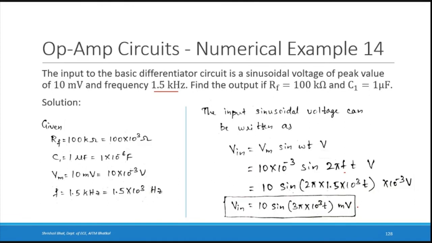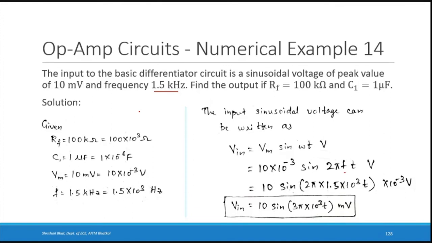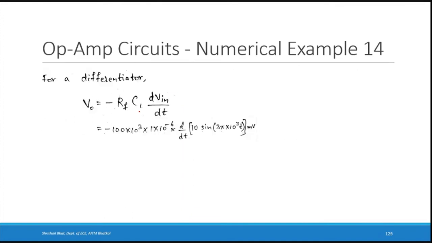Now, you know the expression for the output voltage of a differentiator. It is minus RF into C1 into dVin by dt. You substitute this RF and C1. What is RF? RF is 100K, 100 into 10 raised to 3. C1 is 1 micro, 1 into 10 raised to minus 6, into the differentiation of 10 sin 3 pi into 10 raised to 3t.